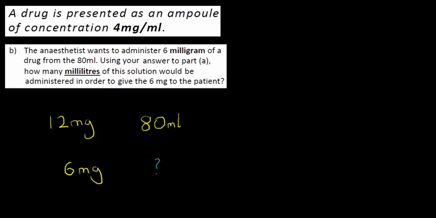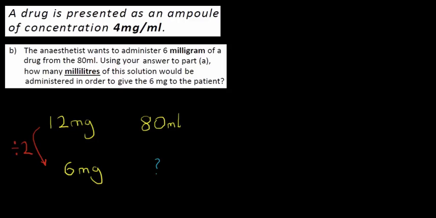Now if I look between the 12 and the 80, I cannot multiply that 12 by an easy number to give 80. But I have noticed there's a very easy number I can divide by to get from 12 to 6. And that number, of course, is 2.